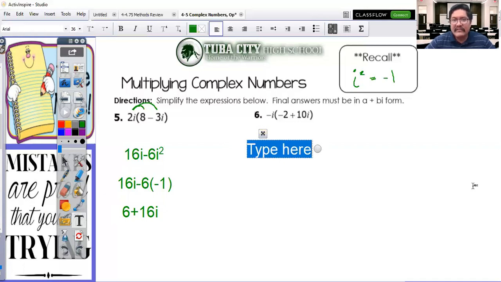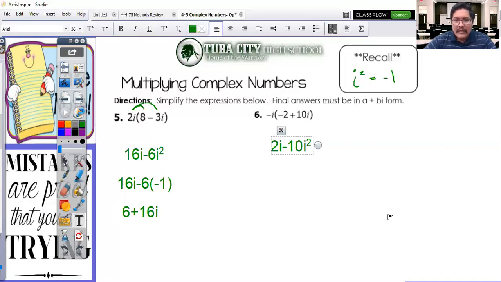So now I have negative i being multiplied to these two terms because they're in a group and we're multiplying the whole group. So negative i times negative 2, that would be 2i, because a negative times a negative would be a positive. And now we have the next one. This is a negative times a positive, so that'd be a negative 10, because this one does not have any coefficient, it has no number in front of it, i squared.